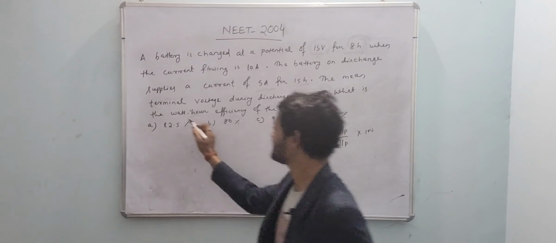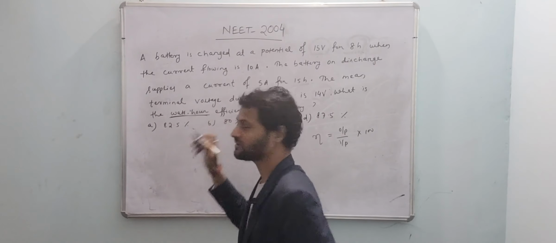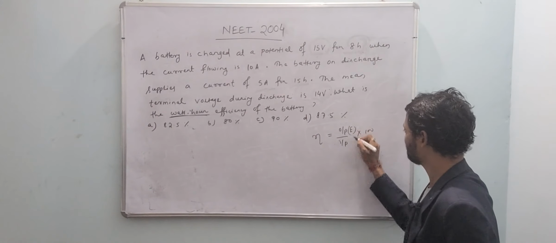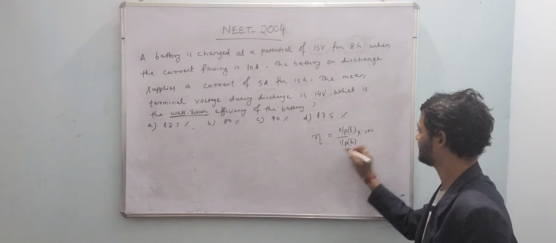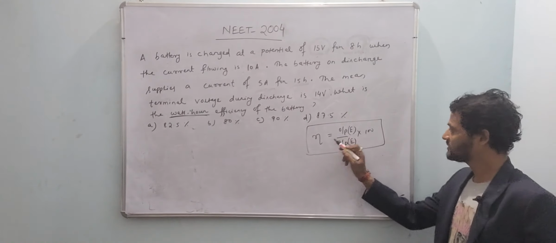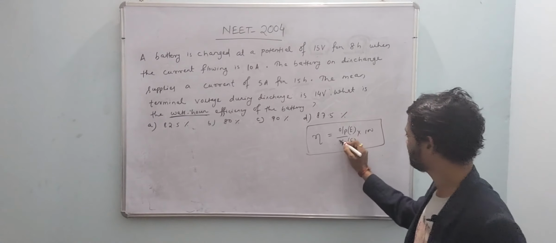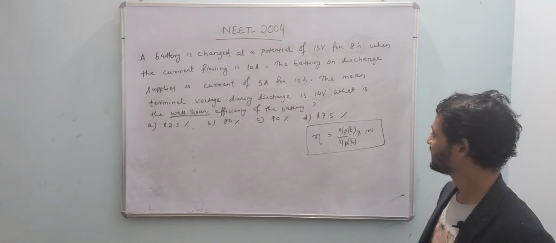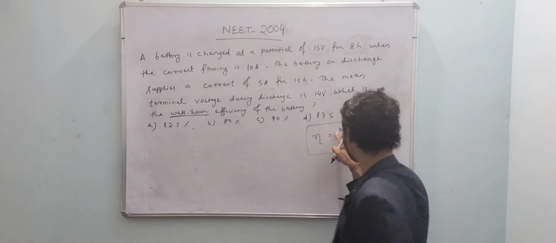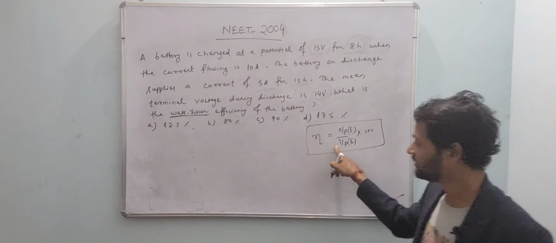Since our question is based on watt hour, which is nothing but energy, we'll be dealing with output energy by input energy into 100. So you have to remember this formula. Efficiency is output energy by input energy into 100. Now the point is how to find out the output energy and how to find out the input energy.